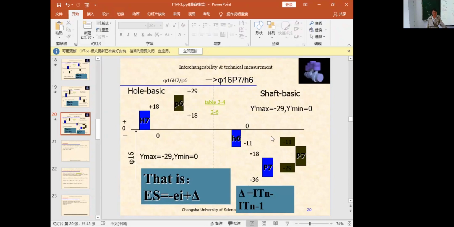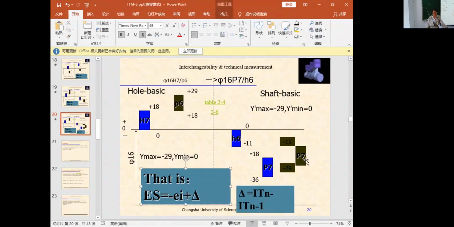Yeah, 7. That's because they have the same feature, right? But the interference is different from this one. So when the hole's tolerance grade is lower than 7, we should add a delta.